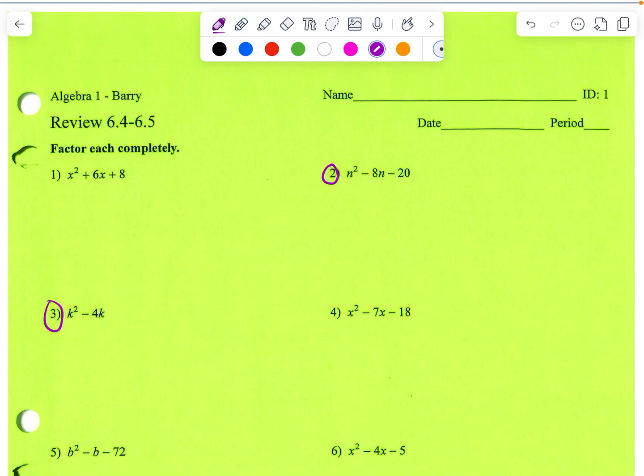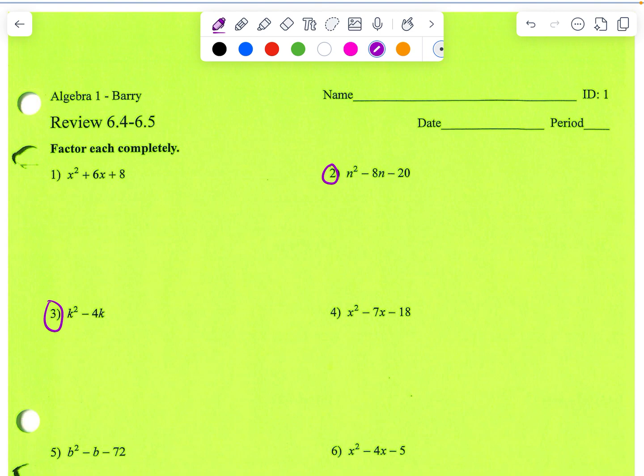I want to show you how to do a few problems on your green worksheet just to remind you since we are having an e-learning day. So if you open up to the green worksheet that says review 6.4 to 6.5, I'm going to do a few problems with you and I'm going to set up a couple that you can finish on your own.